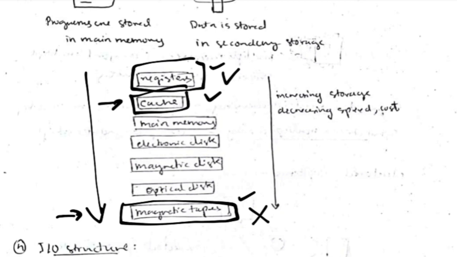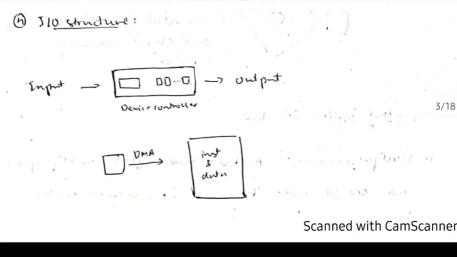The next one is input output structure. See, whenever we give an input, we are giving the input to a device controller.